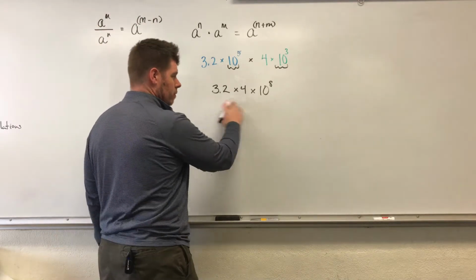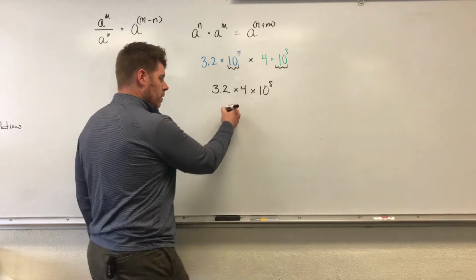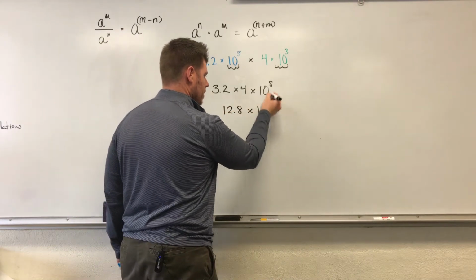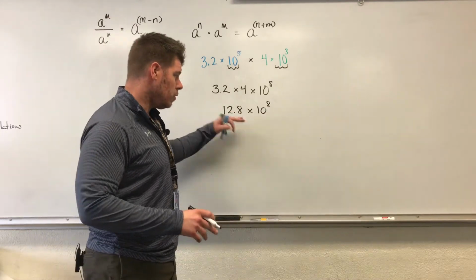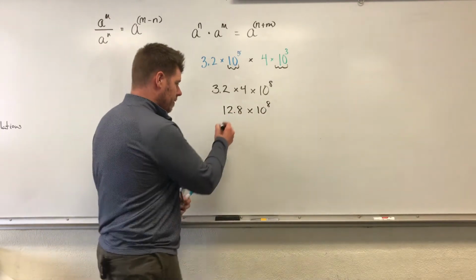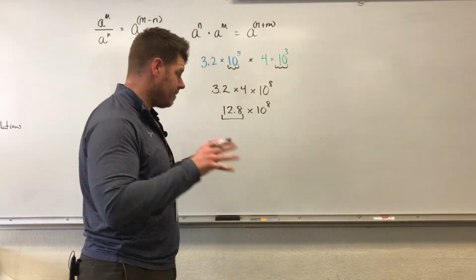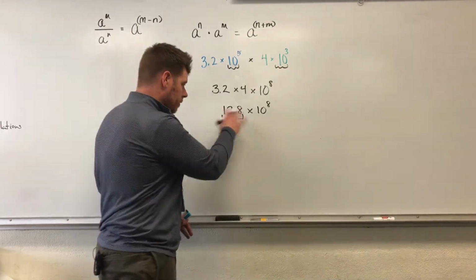So then we go here. 3.2 times 4 is 12.8. And then you're multiplying that by 10 to the 8th. Now, you would not leave it like this, because remember that this number here needs to be between 0 and 10. 12 is greater than 10.